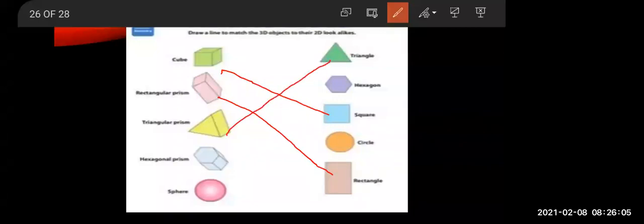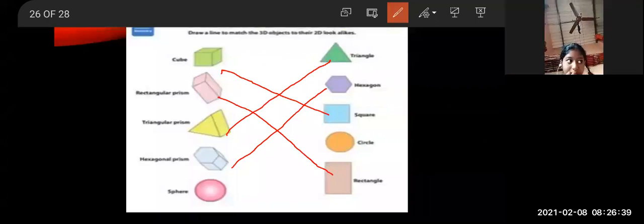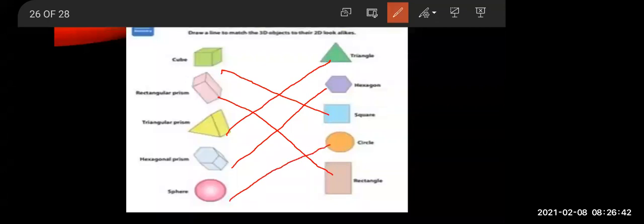Yes. Now the fourth one is the hexagonal prism. So which one will the hexagonal prism match to? Hexagon. Yes, hexagon. So the hexagonal prism will match to hexagon. Now the last one is which one? Which shape? Circle. Yes, it will match to circle. Sphere shape, yes, sphere will go to circle.